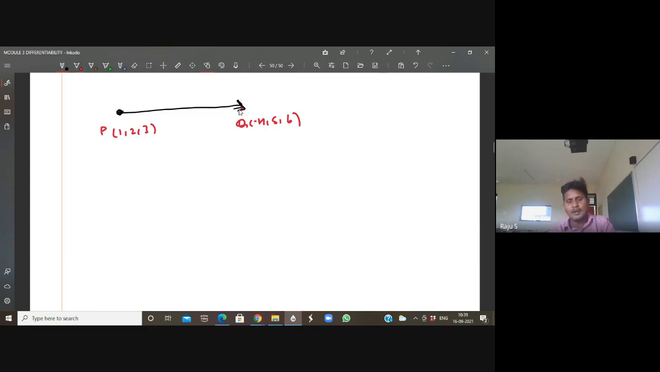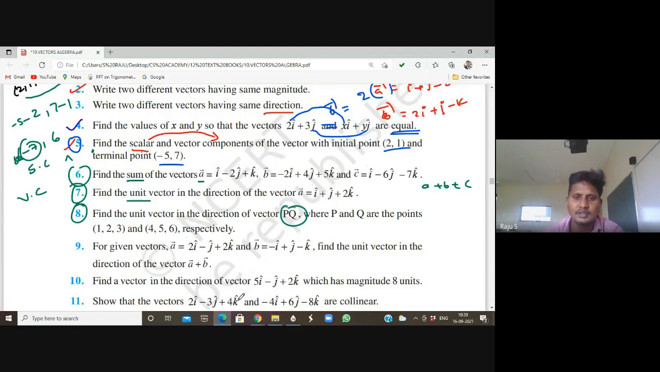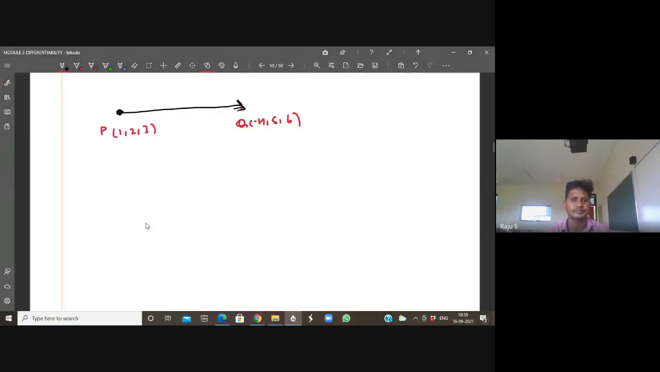When the initial point and terminal point are given, what is the question asking? They are asking about the unit vector in the direction of PQ. Unit vector means, simple students, we can do it in 2 ways.